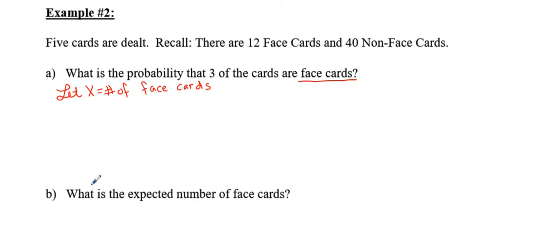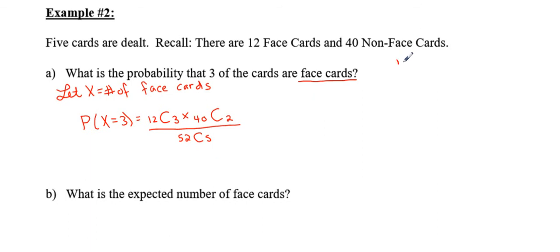So we don't need a full probability distribution. All we're being asked for here is the probability that the number of face cards is equal to 3. In this case, there are 12 face cards, and we're going to choose 3 of them. There are 40 cards that are non-face cards, and since we're dealing 5 of them, that means that 2 of them are not face cards. Out of a total of 52 cards, we're going to choose 5.